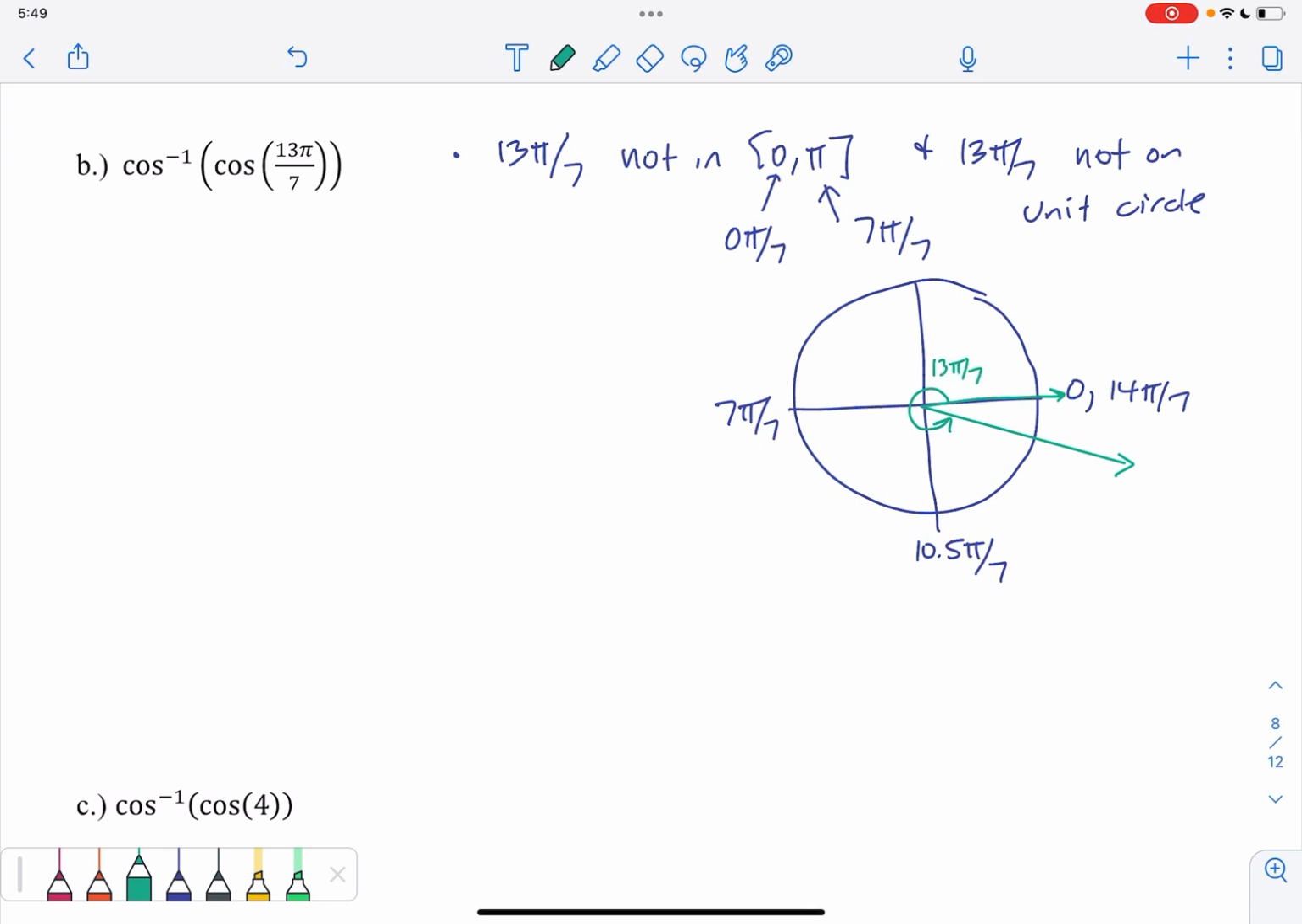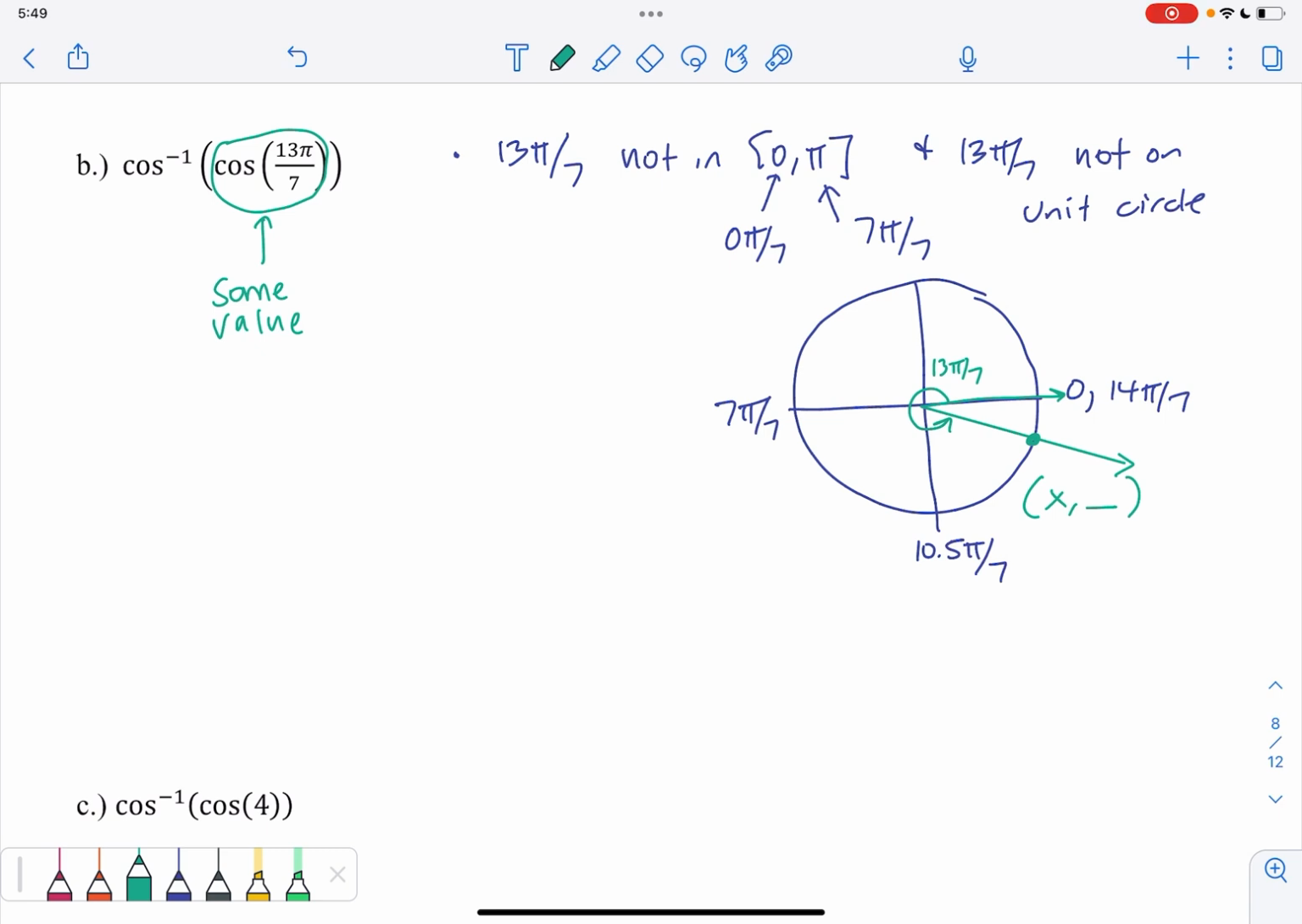Now, cosine of 13 pi over 7 is some value. I'm never going to find out what that value is in this problem, but I don't need to. It is some value. Do I know some information about that value without actually knowing the value itself? I do. That value is going to be equal to, since it's cosine of this angle, the x-coordinate at this point. I don't care what the y-coordinate is, right? It's the x-coordinate at that point. So I have cosine of 13 pi over 7 is equal to some value, okay?